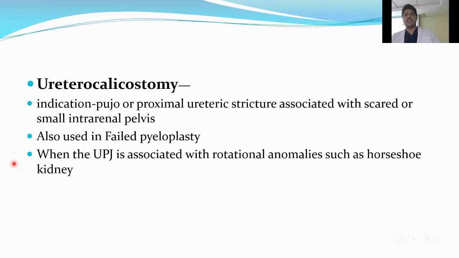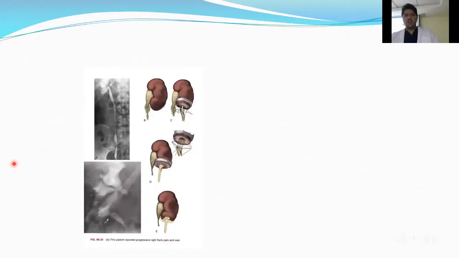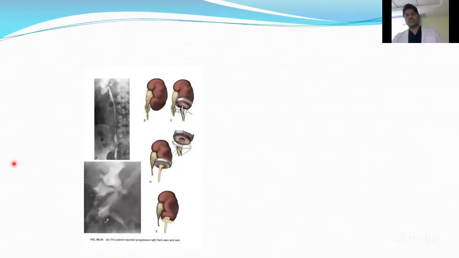Ureterocalicostomy. The indications are PUJ or proximal ureter stricture associated with a scarred or small intrarenal pelvis. It is also used in failed pyeloplasty or when PUJ obstruction is associated with rotational anomalies like horseshoe kidney. In this technique, the parenchyma over the lower pole of the pelvis must be resected rather than simply incised, because a simple nephrotomy can produce secondary stricture.